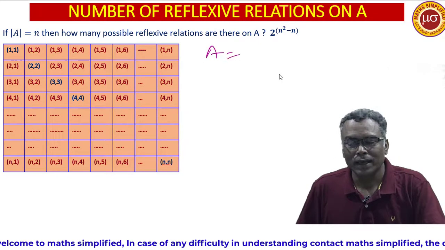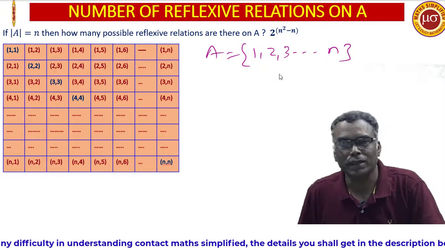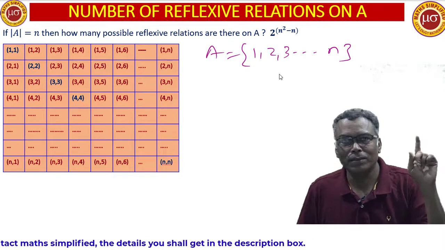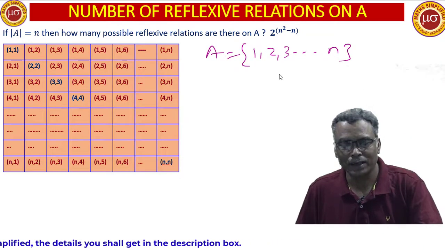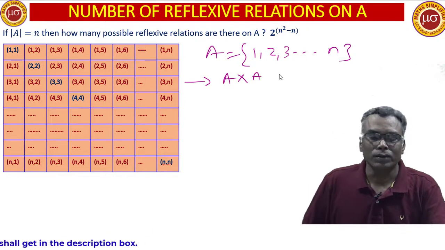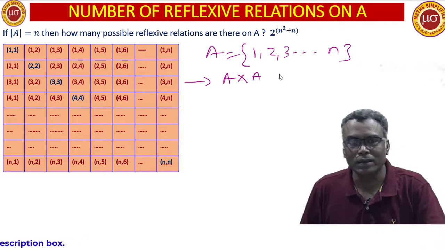Now, let A be 1, 2, 3 up to n. These are the elements of A. And look at the table, the elements of A cross A. These are all elements of A cross A. Come to the basics of reflexive relation.